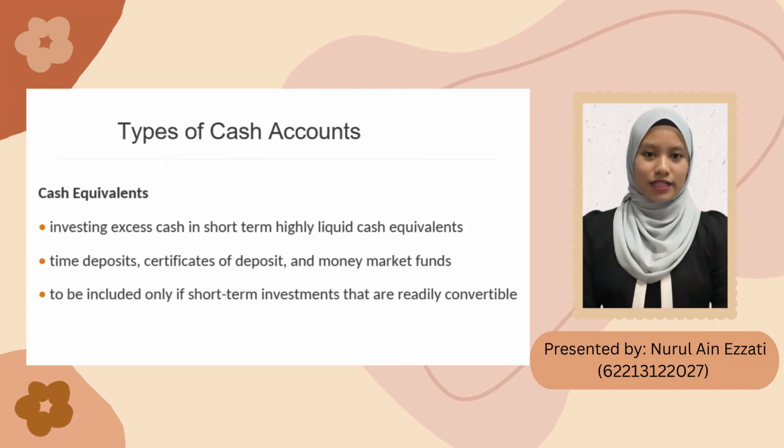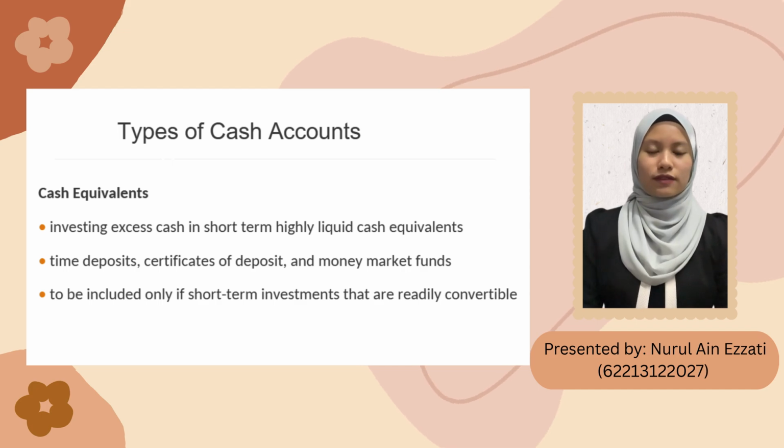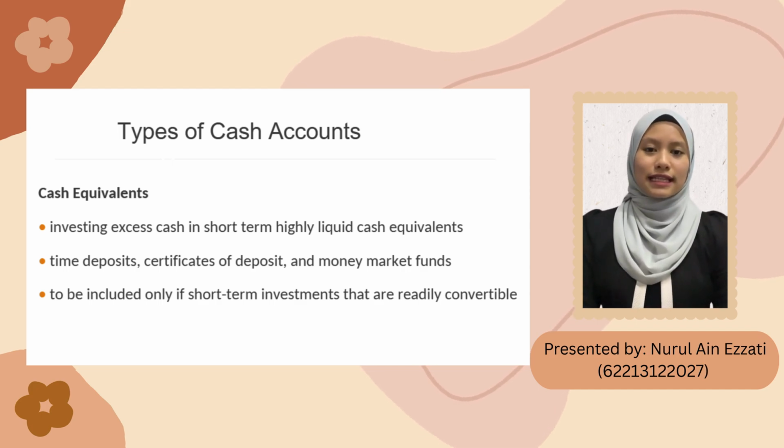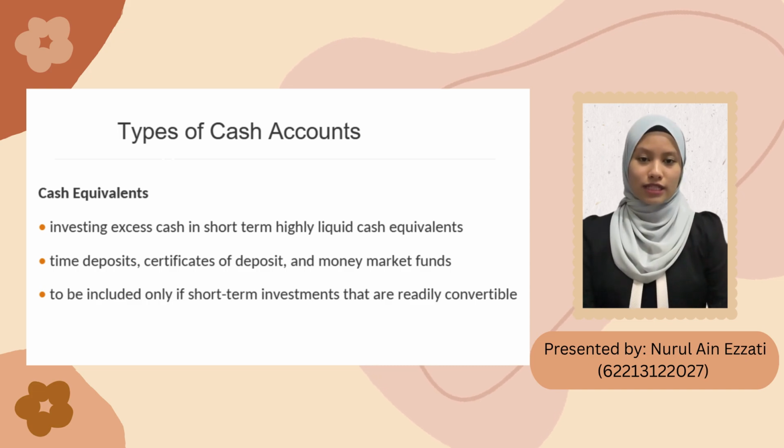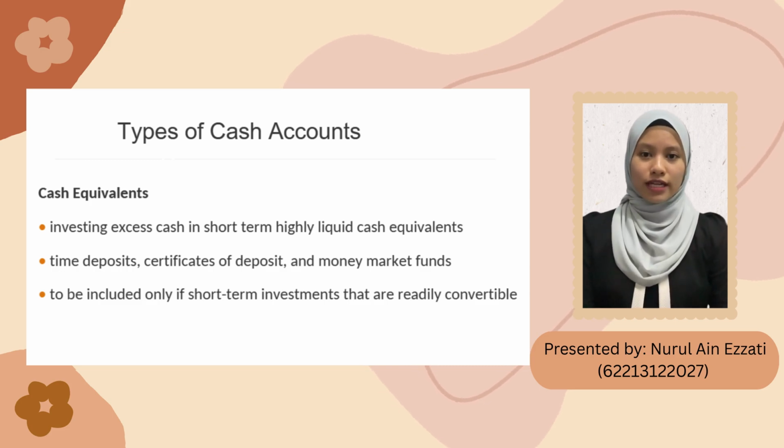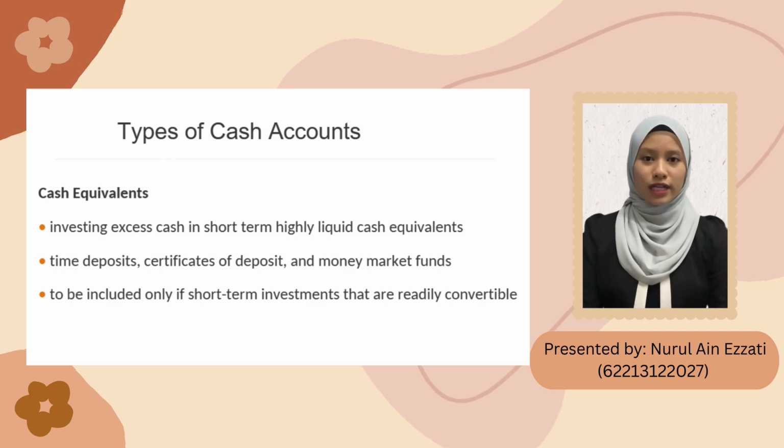The last one is cash equivalents. These are short-term, very liquid investments, which means they can easily and quickly be turned into cash. The company can invest extra or idle cash in things like time deposits, certificates of deposit, or money market funds, which are unit trusts. But these are considered cash only if they can be converted to cash quickly, usually within 3 months. For example, the company puts extra cash like 100,000 ringgit Malaysia in a 30-day fixed deposit. Since the money can be withdrawn quickly and easily if needed, it can be classified as a cash equivalent.